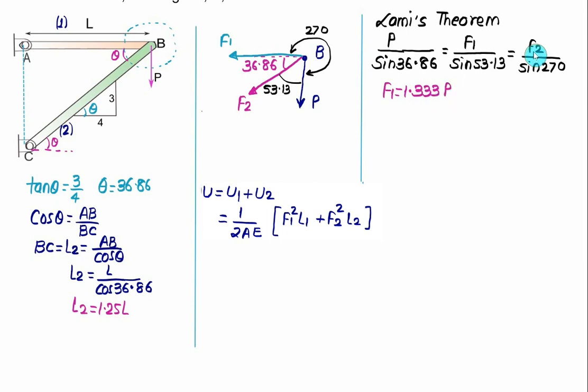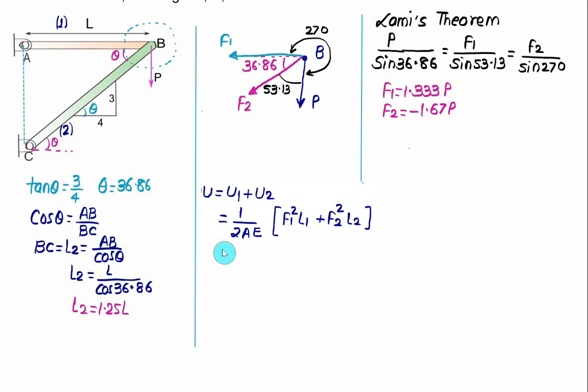Similarly, we can calculate F2 as sine of 270 divided by sine of 36.86. So that value will be negative 1.667. So we'll write 1.67 times P. One is positive and one is negative. Even though one is positive and one is negative, it is squared, so strain energy is always positive. Now we know the value of F1, that is 1.333 times P. L1 is the same as L. F2 is equal to minus 1.67 P. L2 is equal to 1.25 L.